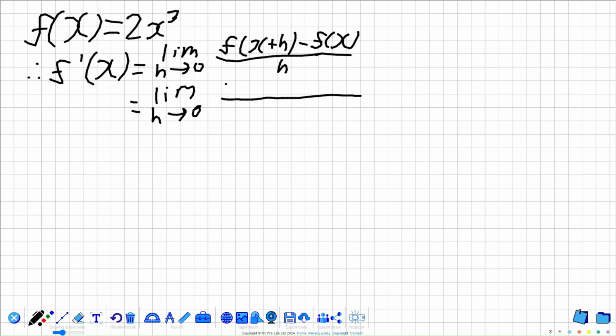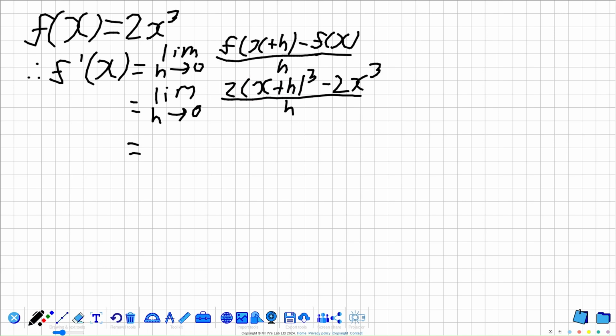So we'll just have 2 at the front, x plus h, and now because we've got the power of 3 there, we can do that power of 3 minus 2x to the power of 3, and then over h. And then we're actually going to need to use binomial expansion to evaluate this. So I'll just do that really quickly.